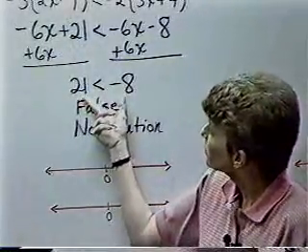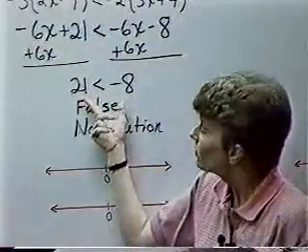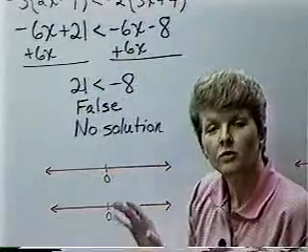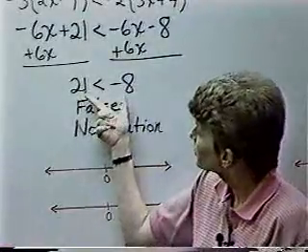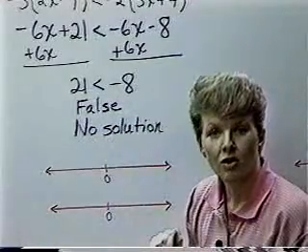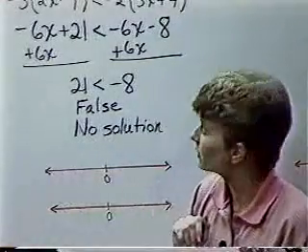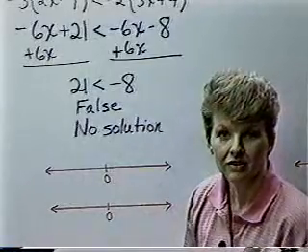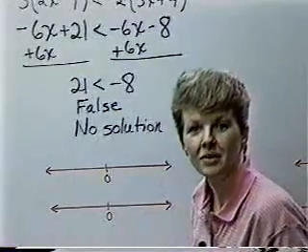Had I ended up with a true inequality, for instance, 21 is greater than negative 8, once again, had we ended up with a true inequality, the solution would have been all real numbers or the whole number line. But the answer here is no solution. Let's now look at another example.